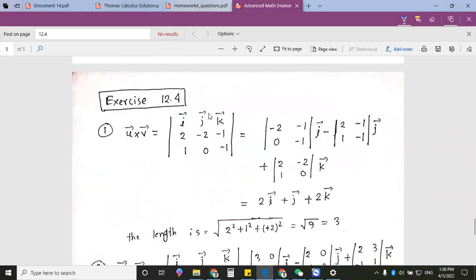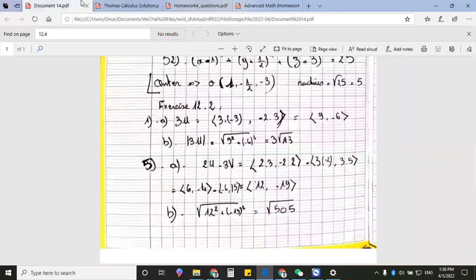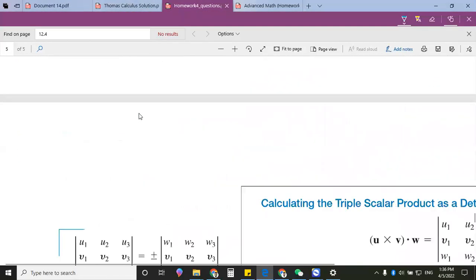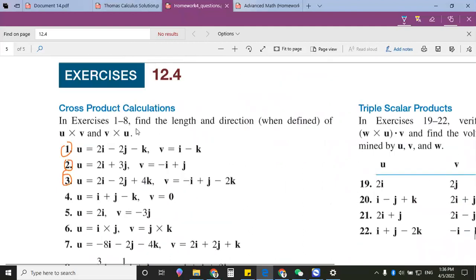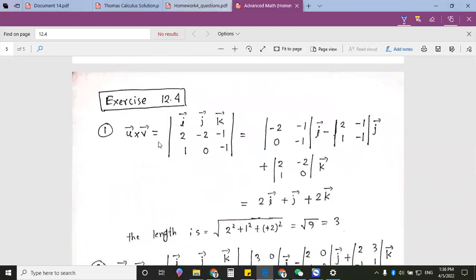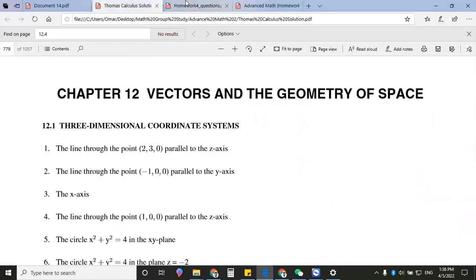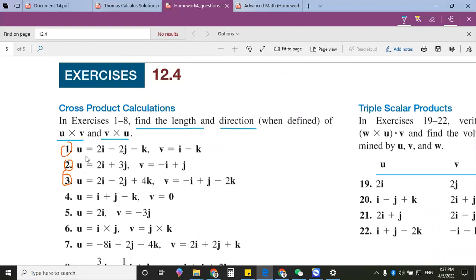So let's see 12.4. We have to find the length and direction of u cross v and v cross u. Let me see the vectors. u is equal to 2i minus 2j minus k, and v is equal to i minus k. You see, we don't have j here, so the coefficient of j will be 0.